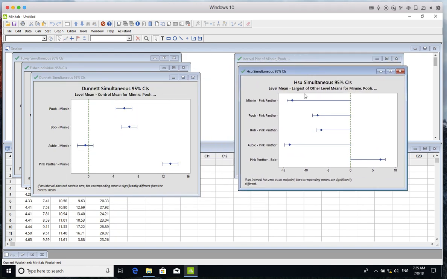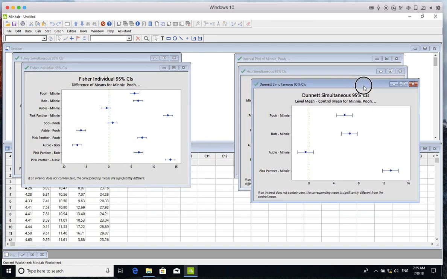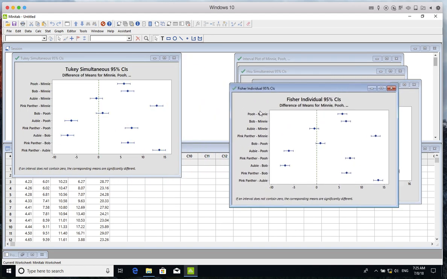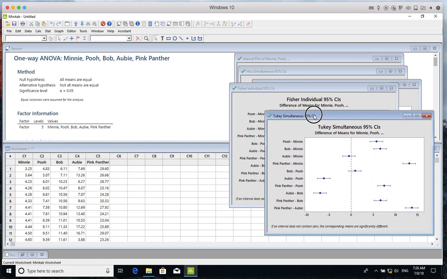Look at the HSU. You see the differences of the means through confidence intervals. Basically 95% comparison of their means. In the center, we assume there is zero difference and we have thresholds for 95 percentile. And it is the same with the Dunnett method. In the Fisher, basically there are pairwise mean difference comparisons and confidence intervals, and the Tukey test.